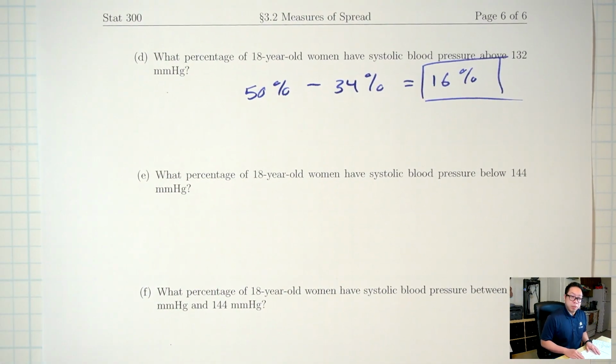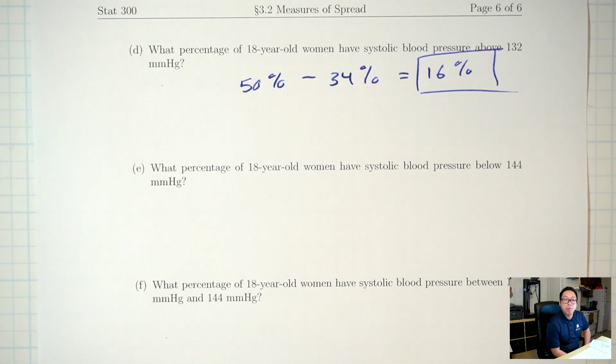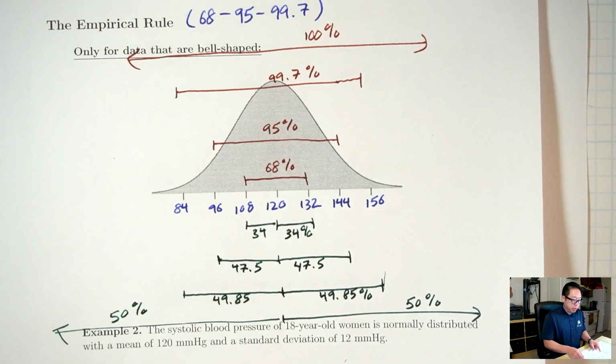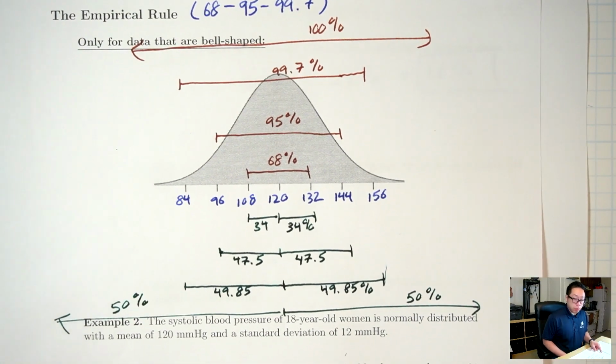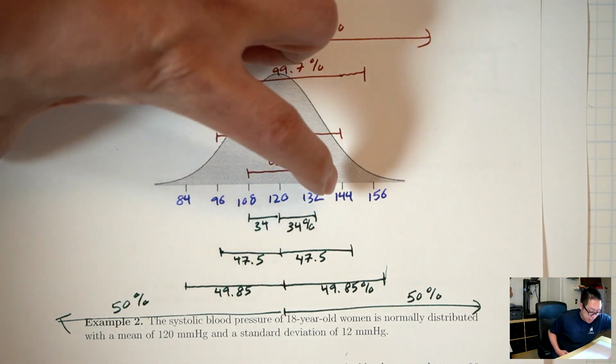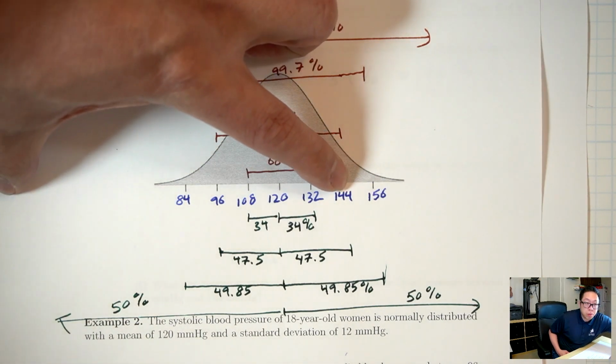Okay, part E. Let's try another one. What percentage of women have blood pressure below 144? Okay, below 144 means 144 all the way to the left, so it's that piece. 144 all the way to the left.